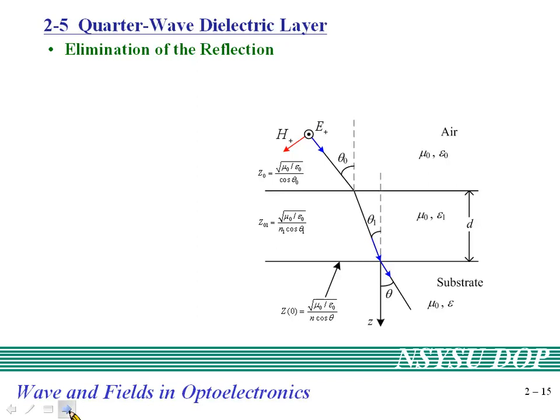First, we consider a situation where there is a dielectric interface between air and a high-index substrate. As we know, for the plane dielectric interface, the reflection coefficient is defined as (Z sub 02 minus Z sub 01) over (Z sub 02 plus Z sub 01). Due to the large difference between Z sub 02 and Z sub 01, we will have a very high reflection.